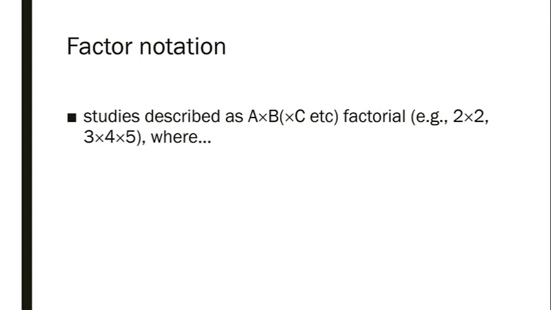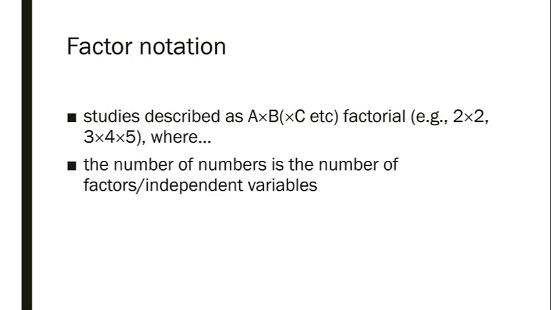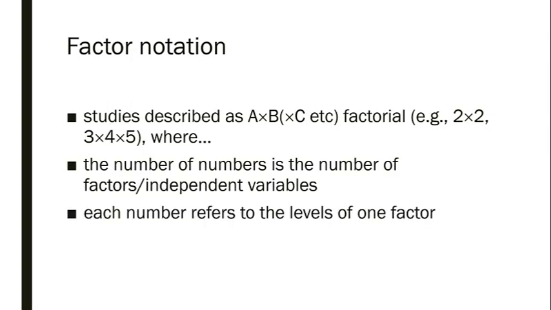Before we get started looking at some data in SPSS, I want to talk a little bit about factor notation. In factorial analysis of variance, studies are described, or analyses are described, as A times B or times C, etc., factorial analyses, where the number of numbers is the number of factors or predictors or independent variables. And then each number refers to the number of levels of one factor.